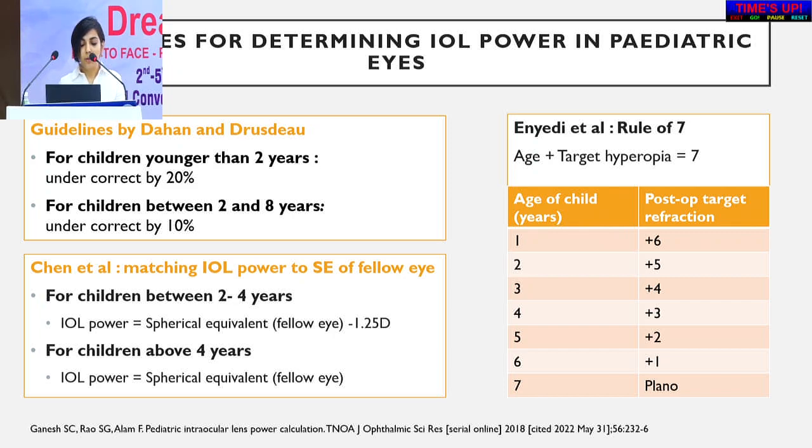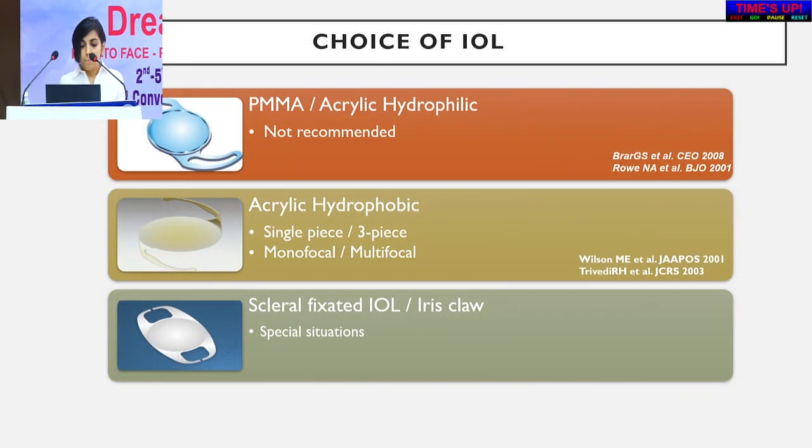You can also consider between monofocal and multifocal lenses, which I will discuss. Scleral fixated lenses and iris claw lenses are reserved for special situations where there is inadequate PC support. Just to touch on the use of multifocal IOLs in children, this is an emerging concept, and it does have certain advantages in certain select cases. It does give you good distance and near visual acuity, improving the stereopsis.